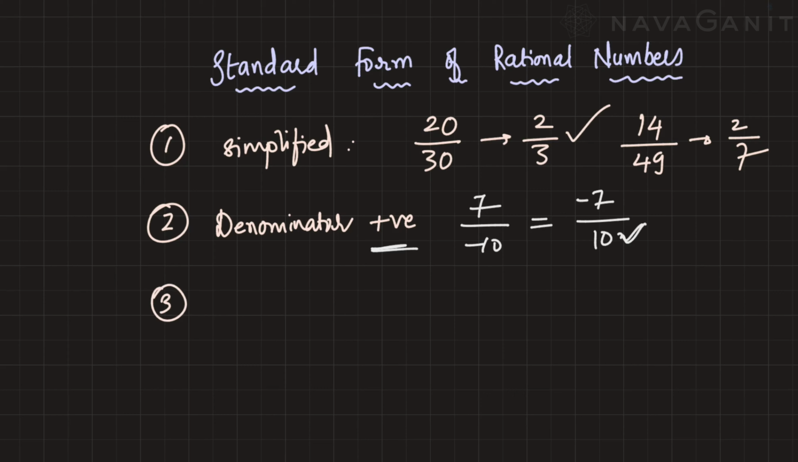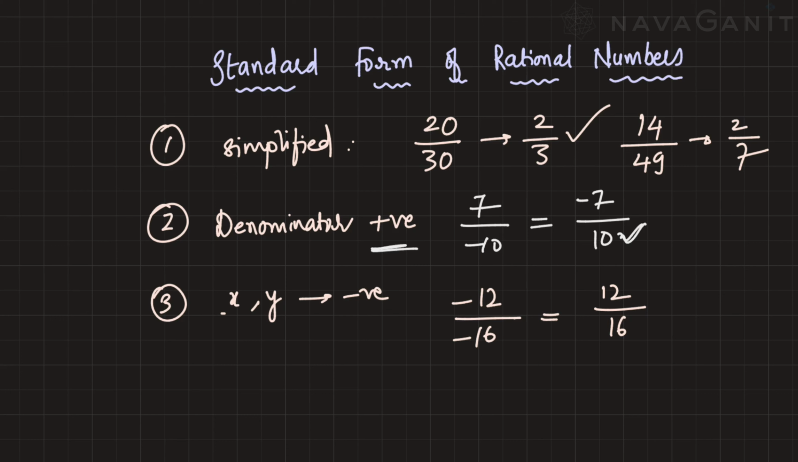Thirdly, in case both the numerator and denominator are negative, I'll rewrite them as positive. For example, if there is a rational number, say minus 12 upon minus 16, I'll rewrite this as 12 upon 16. So if it satisfies all these three criteria, that it is simplified, the denominator is positive, and if both numerator and denominator are negative, I write them as positive, this would be the standard form of the rational number.